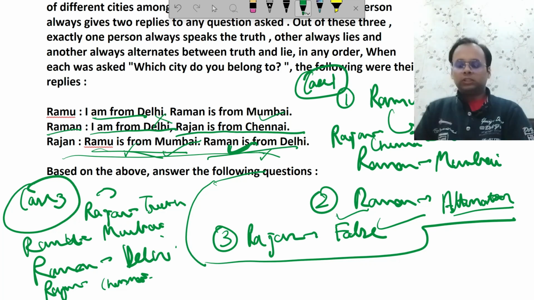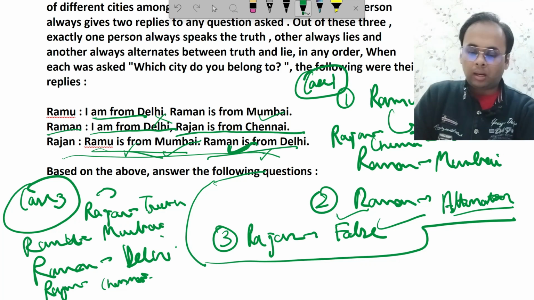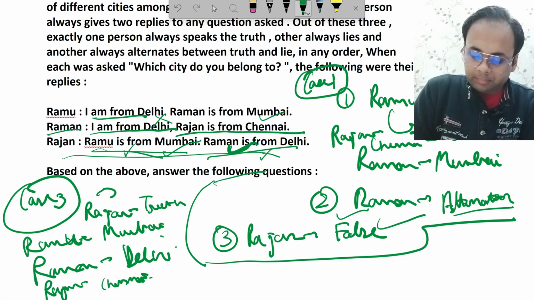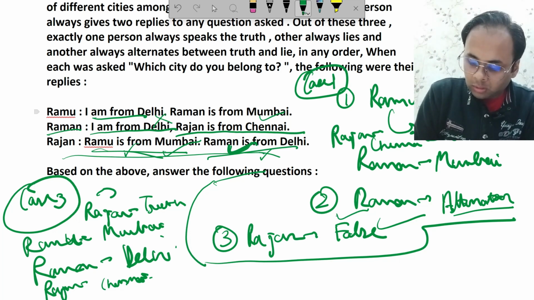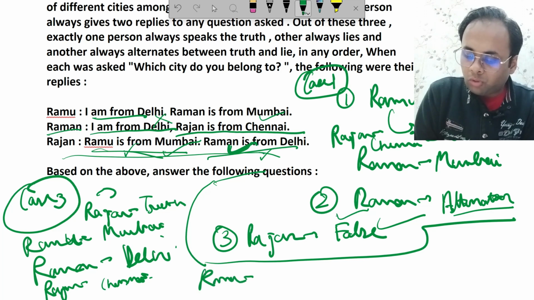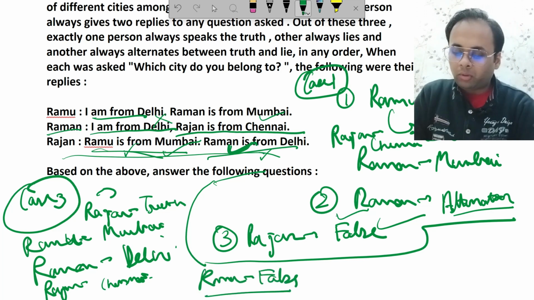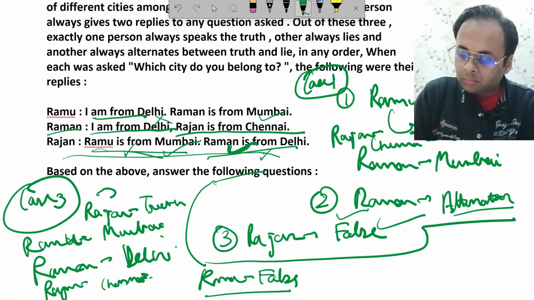Now, if Rajan is speaking the truth, then let us say that Ramu is speaking false, because he is saying I am from Delhi and Rajan is from Mumbai. Both the statements are false. So Ramu is speaking the false, and the third guy must be the alternator, which is Raman.